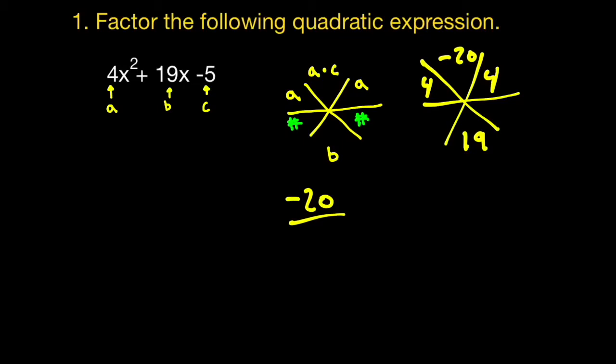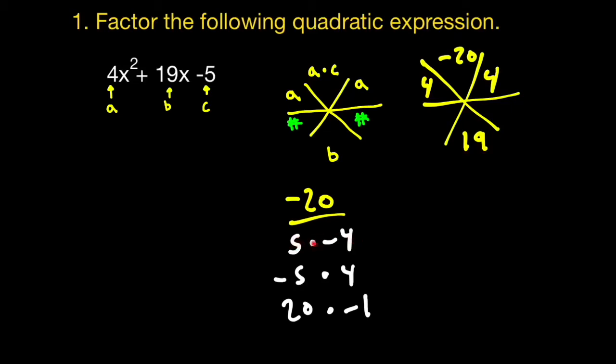So here I know that 5 times negative 4 gives me the negative 20, and I can also play around with the signs. Negative 5 times positive 4 gives me negative 20. I can also use the combination 20 times negative 1. And when you have about 3 or 5 different possibilities, that would be a good time to begin to check and see if one of these pairs adds to the b term, in this case 19.